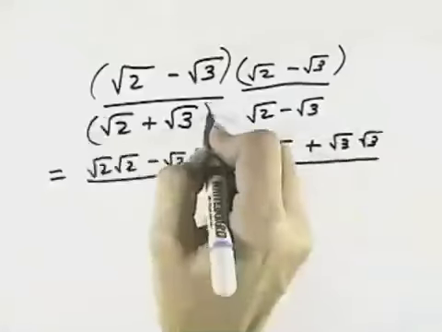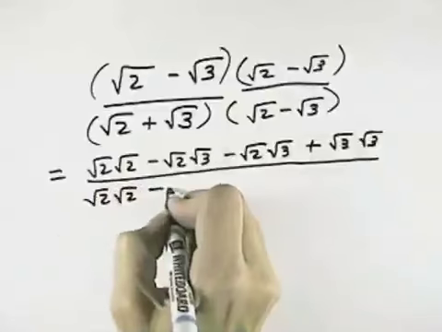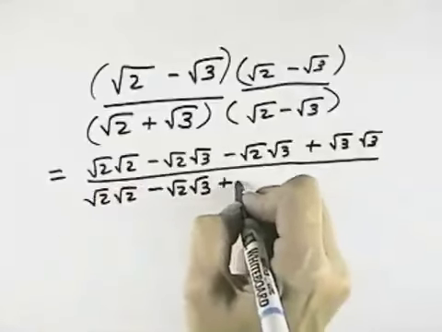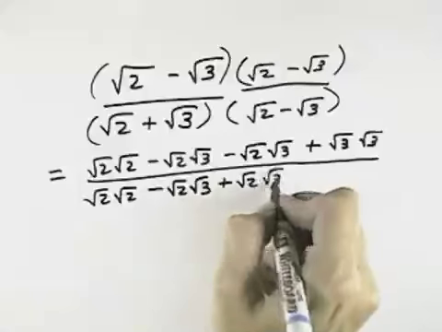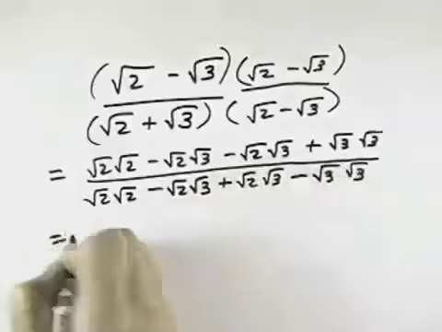In the denominator, when I multiply these, I'll have square root of 2 times square root of 2. For the outer, I'll have minus the square root of 2 times the square root of 3. But for the inner, I'll have the opposite sign, plus the square root of 2 times the square root of 3. For the last, I'll have minus the square root of 3 times the square root of 3.